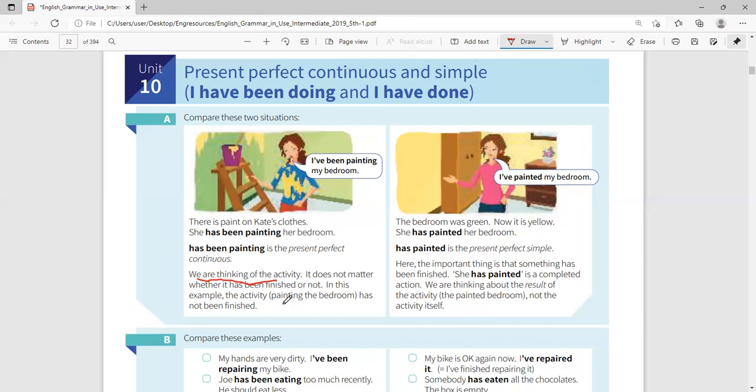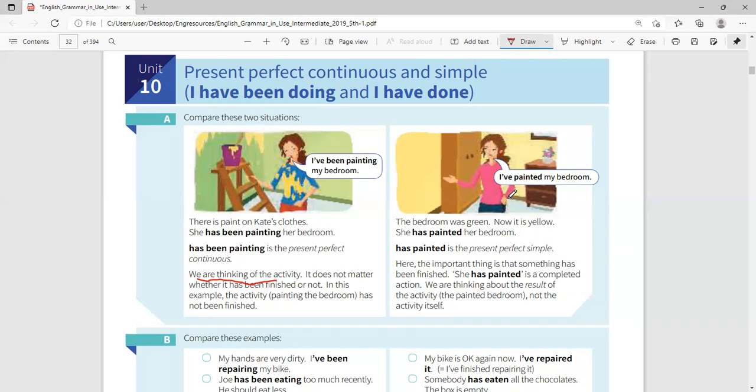So in this case, the activity is what? The painting of the bedroom. So you see, it has not been finished, but she has been painting. Yes, that's the activity. On the other hand, this lady says, I have painted. This is the present perfect simple. I have painted my bedroom.